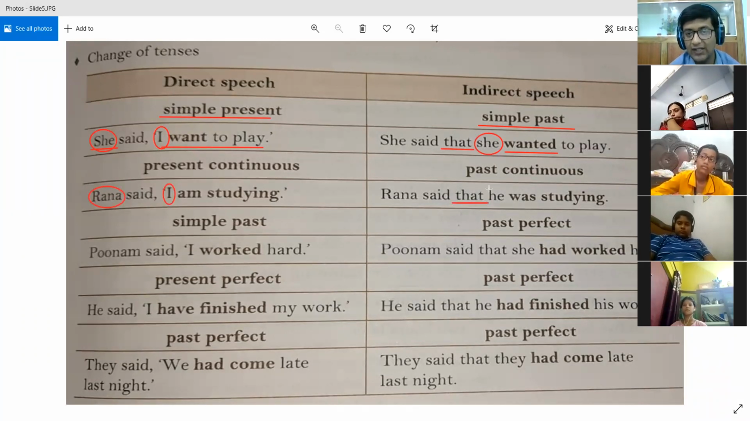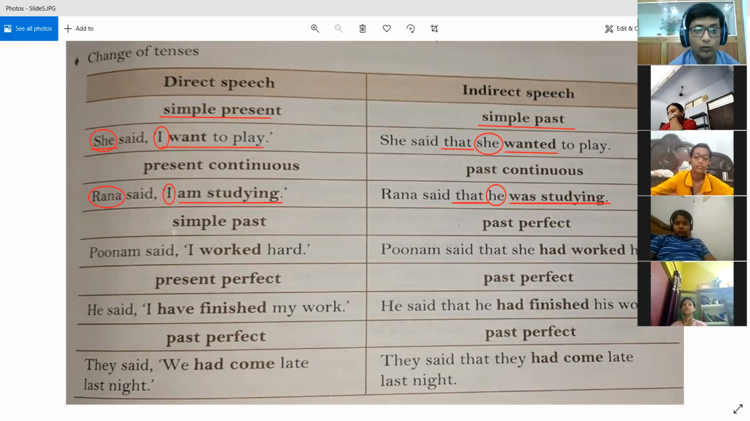So again, this I has changed into he because it is now being used as a pronoun. We are not going to use Rana twice, right? So this I has changed into he again. Rana said that he was studying. So the present continuous form, that is am studying, has changed into was studying, which is the past continuous tense.